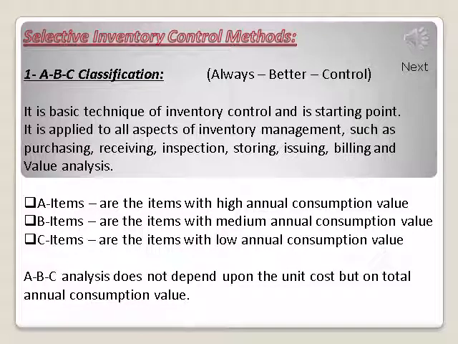Take note that whatever the consumption value is, or whatever the bracket for a certain classification is, it is based on management decision. So whether you have an A item, a B item, or a C item is basically a managerial decision, or senior management decision.